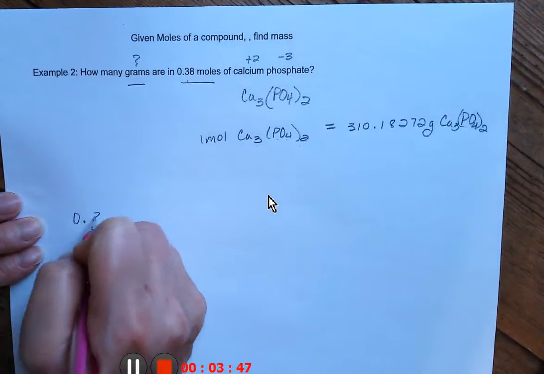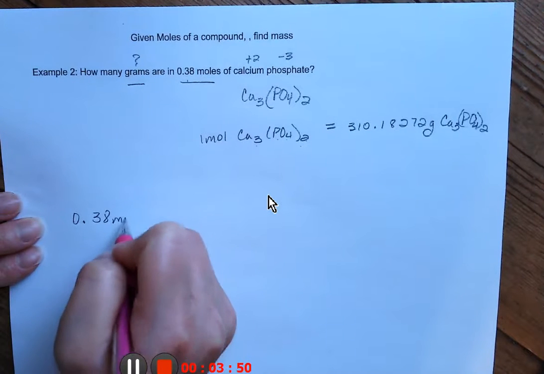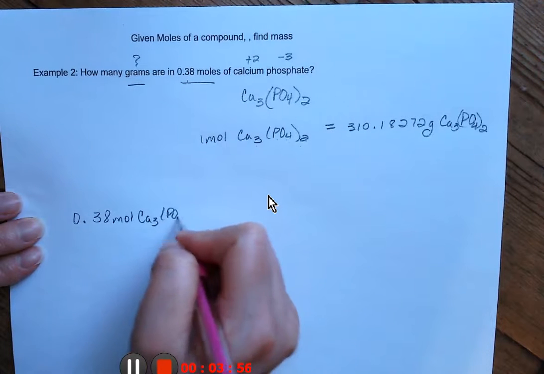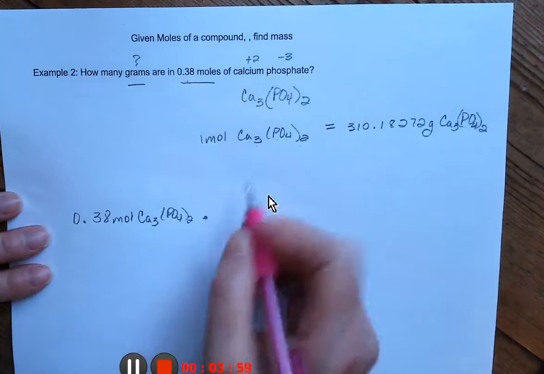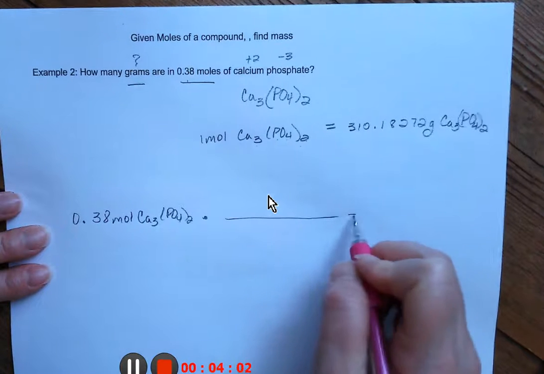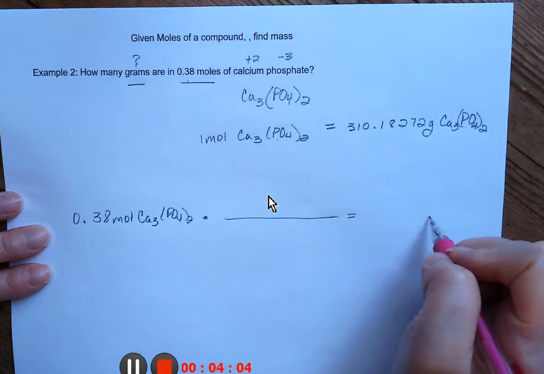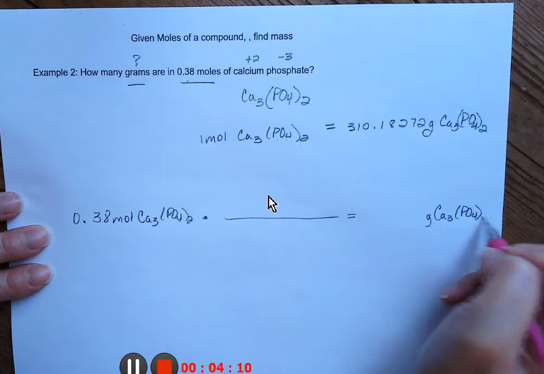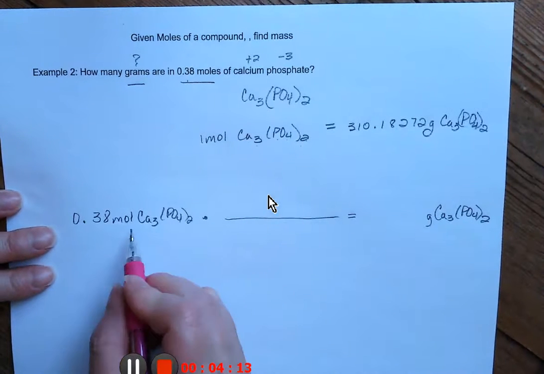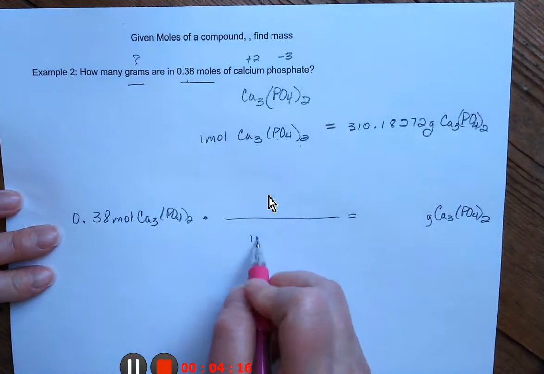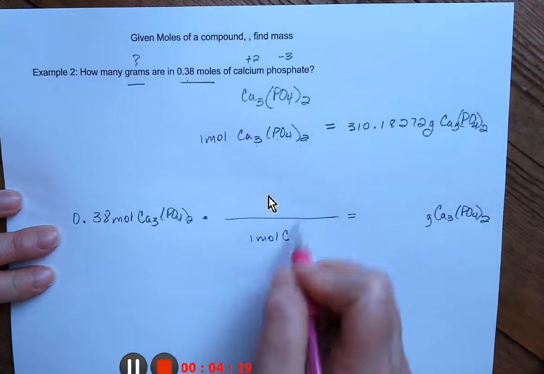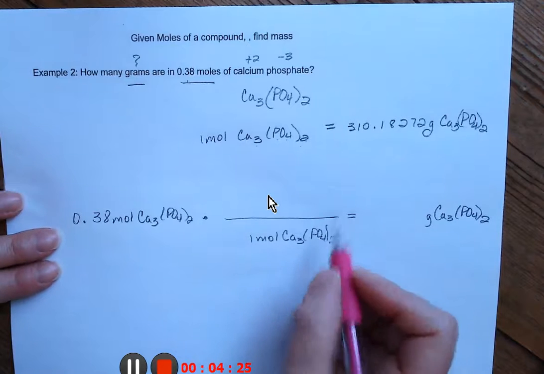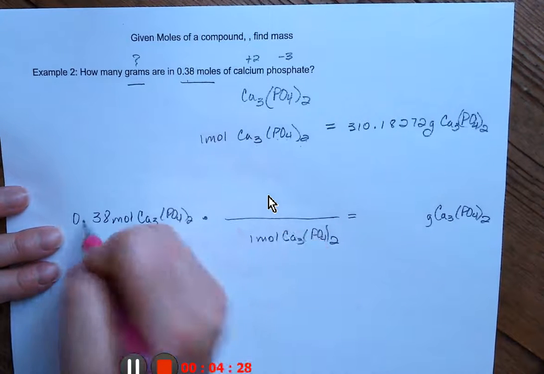So start off with our known quantity of 0.38 moles of calcium phosphate. Just like the one before, we want to end up with grams of calcium phosphate. Just one's a compound and one's an element. So I know that if I divide by moles and multiply by grams, you can also use that mole map or that mole wheel I gave you.